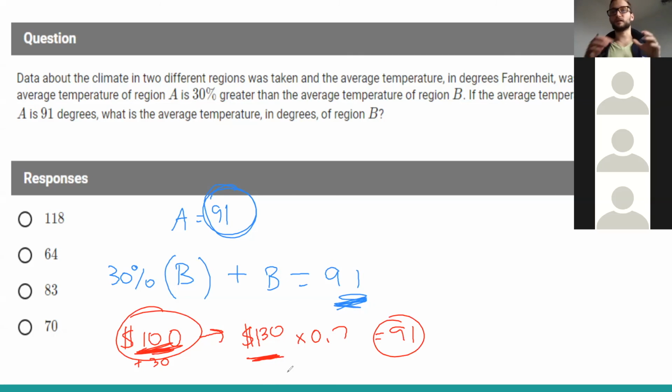You have to do it in terms of the original number. That's the problem. So you can't take 70% of 91. Yeah, no, I hope that makes sense. Now, this is a tricky question. This is a hard problem.